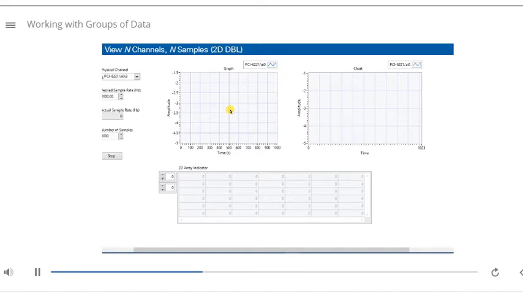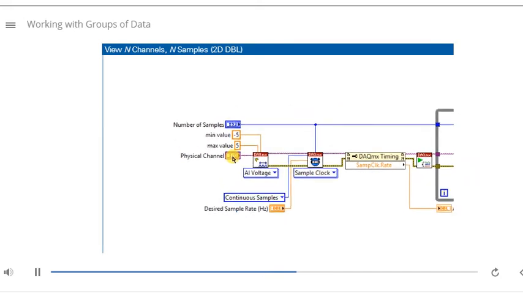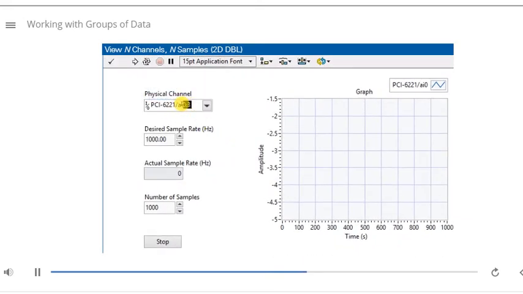I can also visualize this data in a graph indicator, which only shows the multiple samples for the current loop iteration. For this n-channel, n-sample 2D DBL array to show up correctly as separate plots in the chart, you must add a transpose 2D array function between the array and the chart. To configure the DAQmx channel control to specify multiple channels, I can use the syntax AI0:3 to select channels AI0, AI1, AI2, and AI3.